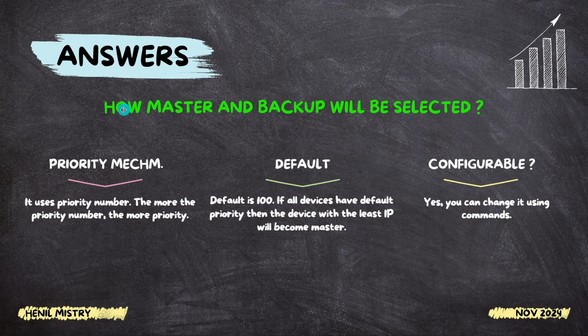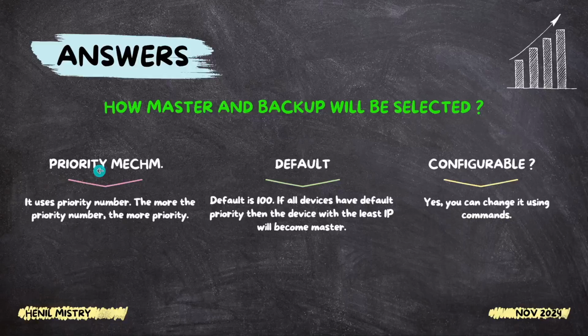So the first question was how master and backup will be selected. There are three things that you need to take care of while working with VRRP. First is the priority mechanism. It uses a priority number: the higher the priority number, the higher the priority. That is configured on the machines. But by default, there is some priority number like 100 that is configured on all the devices; it is the default configuration for VRRP. So in that case, all of the devices will have the same priority. So whom to select as master?